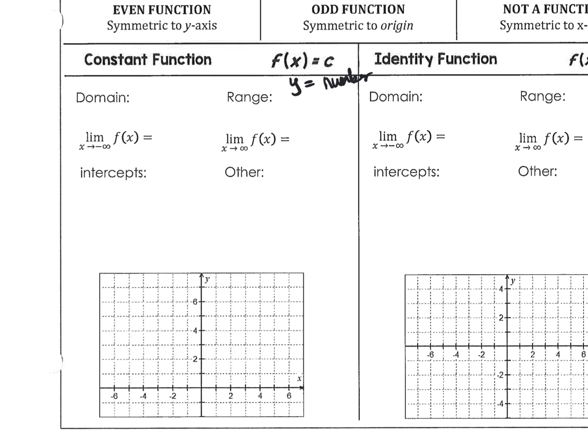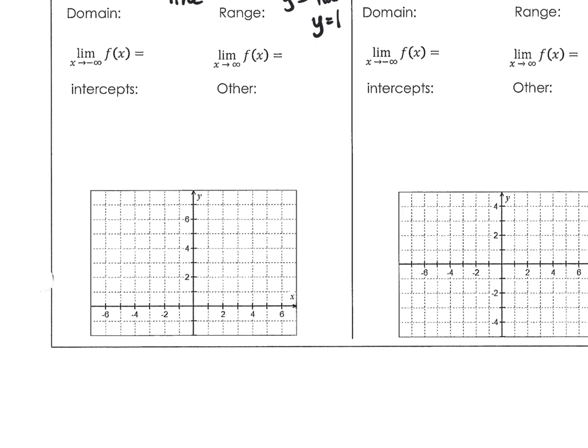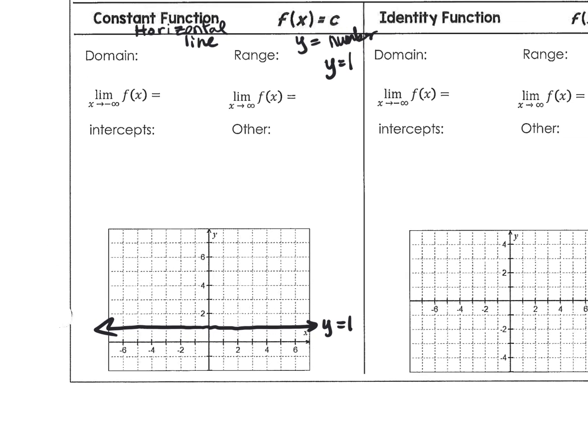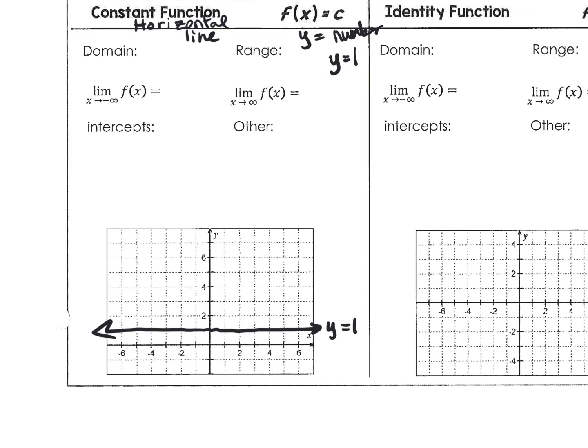Okay? The domain of a constant function, because a constant function is a horizontal line, isn't it? So if we had y equals 1, we would graph this at 1. This is the line y equals 1. That is a constant function. What is the domain of that function? Yeah, from -infinity to +infinity.